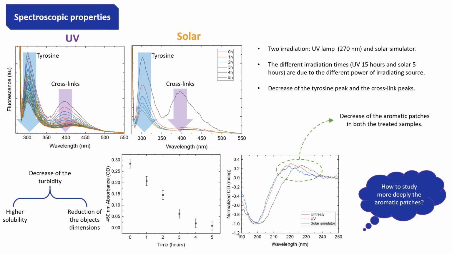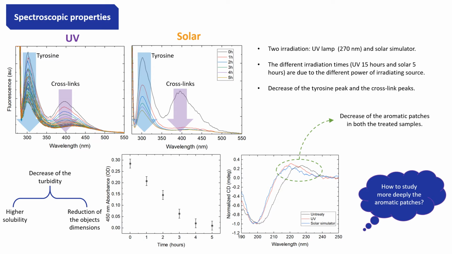This parallels a decrease of turbidity of the suspension, which was measured as the absorbance at 450 nanometers. This decrease in turbidity is due to the increase of solubility and the reduction of the objects' dimension.